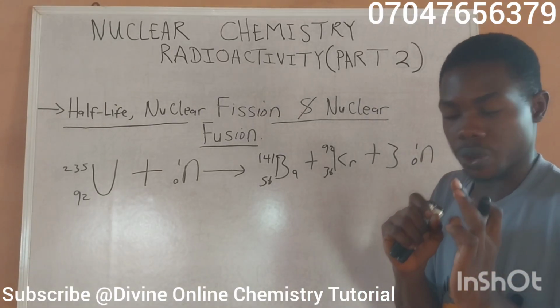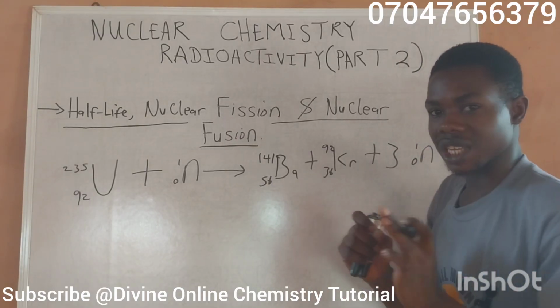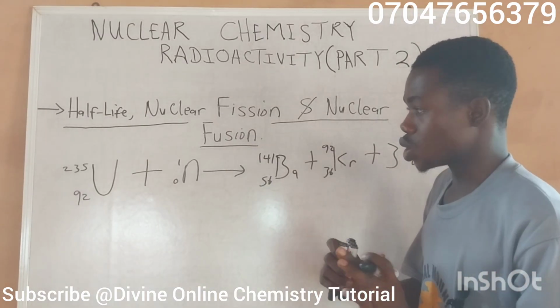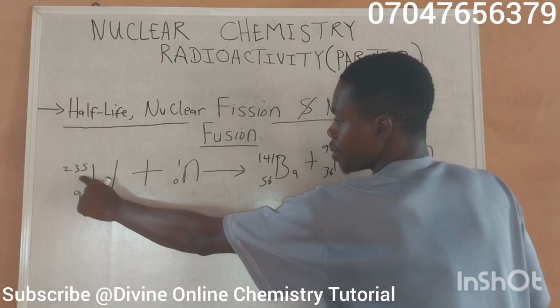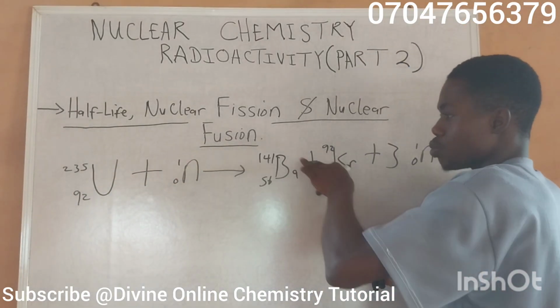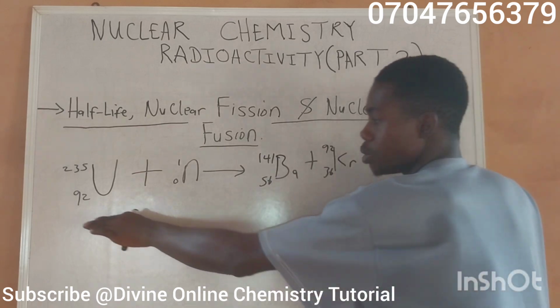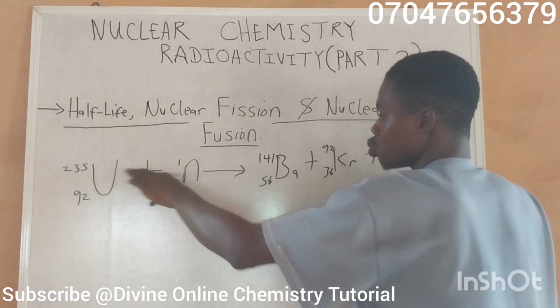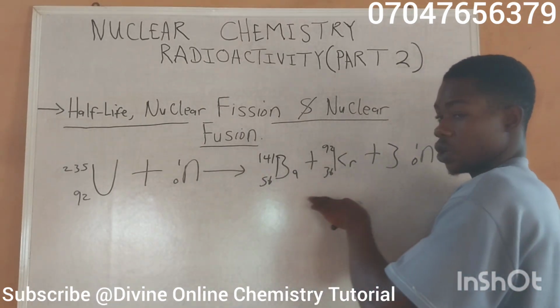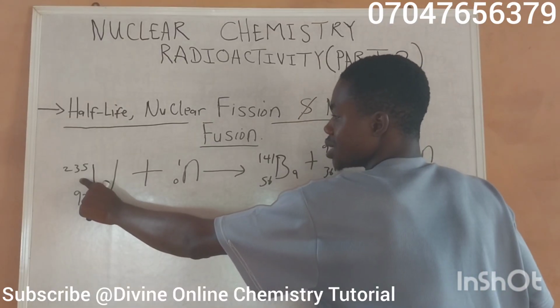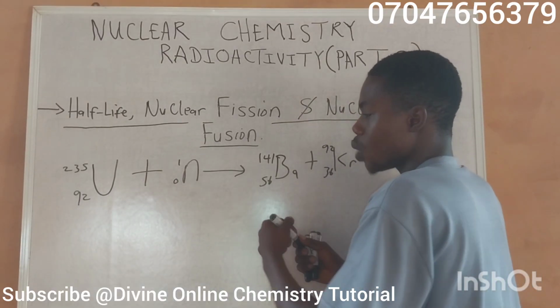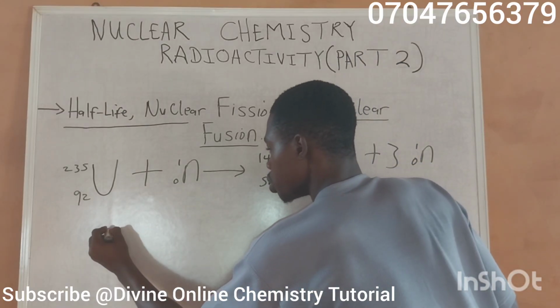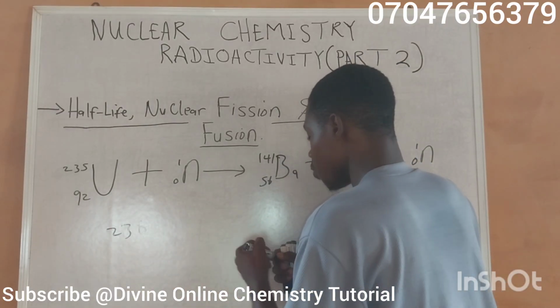Now in a nuclear equation, after bringing this out, you check if they are balanced. So I'm going to check if they are balanced. We are going to solve for the mass number. Mass number is always the one up, where atomic number is always the one down. So I'm going to solve for the one up first, and you can then check for the one down. Now we have 235 here. 235 plus this one will make it 236. So at the reactant side, we have 236 for the mass number.